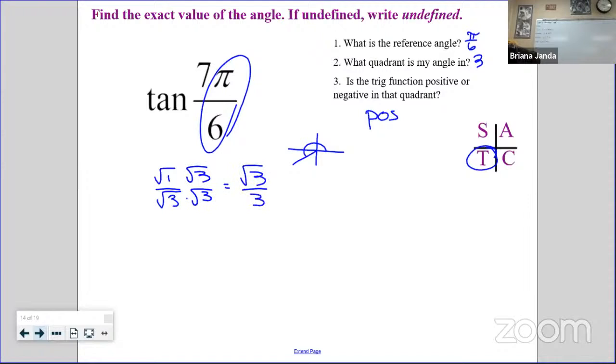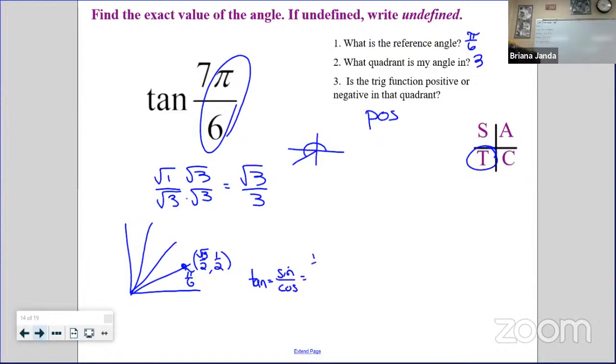Okay, if you choose to not go hand trick route and you do like memorize, we would have been looking at pi over 6. It is square root of 3 over 2 comma 1/2. And I have to do y over x, or sine value over cosine value. This is where you have to remember that tangent is sine over cosine, which is 1/2 over the square root of 3 over 2, multiplied by the reciprocal. That's the same exact one we just did a couple slides ago. Questions?